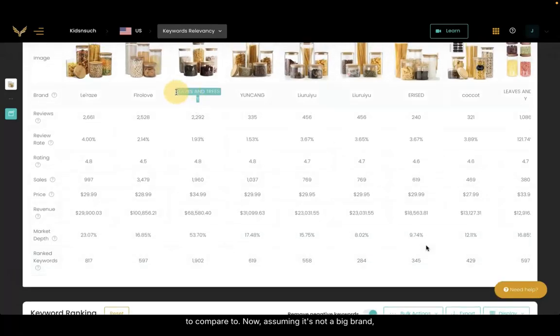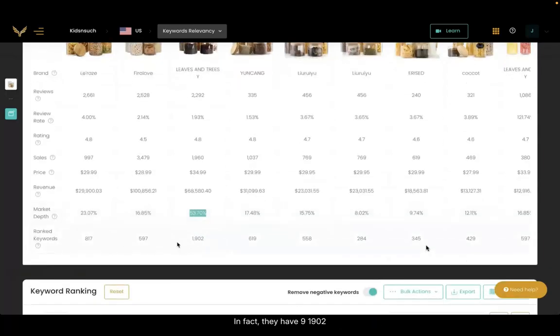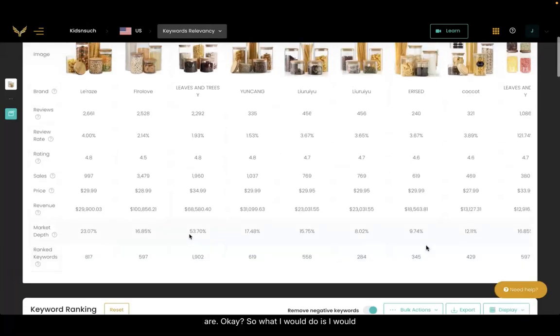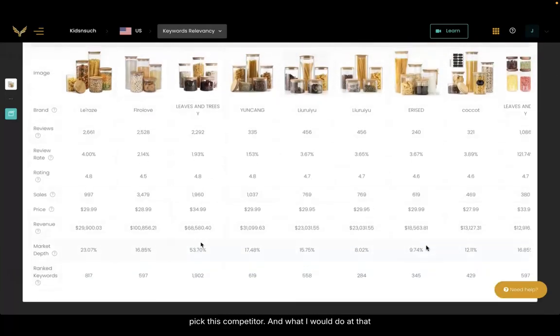Now, assuming it's not a big brand, but in this case it really wouldn't matter because, again, the market depth speaks for itself. So when it comes down to it, if I had to pick between this one or this one, I'm going to go with the one that has more market depth because that just means there's more keywords for me to find. In fact, they have 1,902 keywords they're ranked on page 1 for. I only have 817. I want to find out what these other 1,100 are.